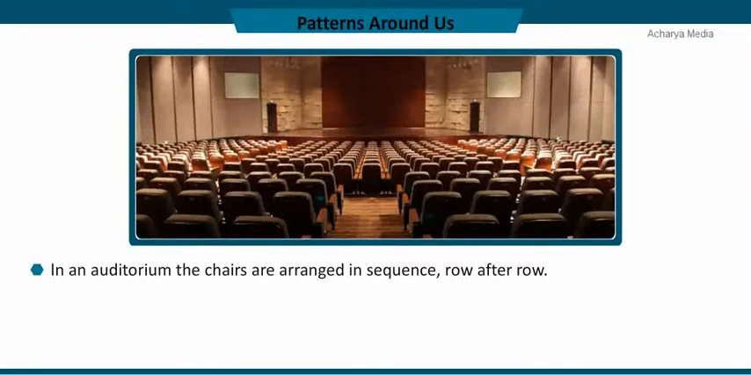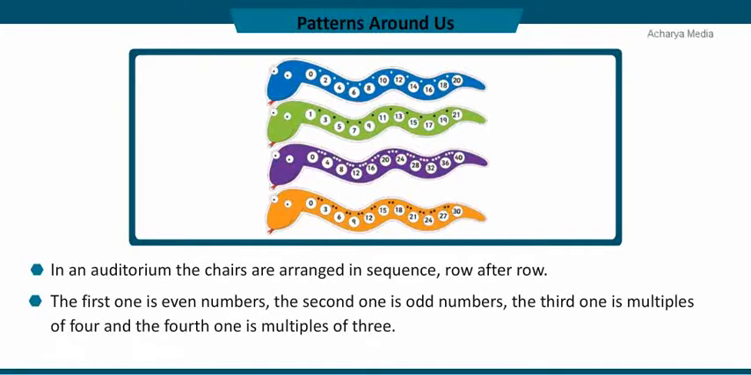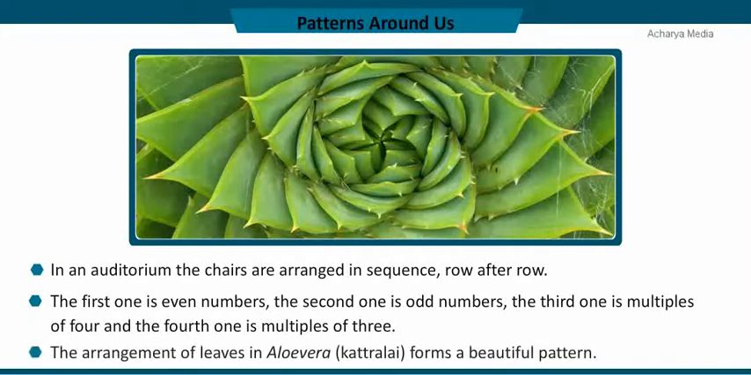Look at the patterns that you see around you. In an auditorium, the chairs are arranged in sequence, row after row. The numbers on the snakes are arranged in a particular order. The first one is even numbers, the second one is odd numbers, the third one is multiples of 4, and the fourth one is multiples of 3. The arrangement of leaves in aloe vera forms a beautiful pattern.